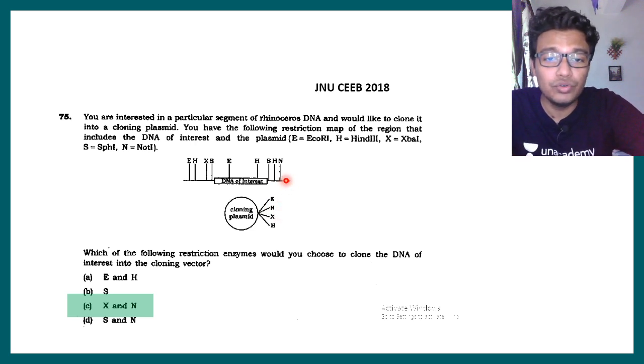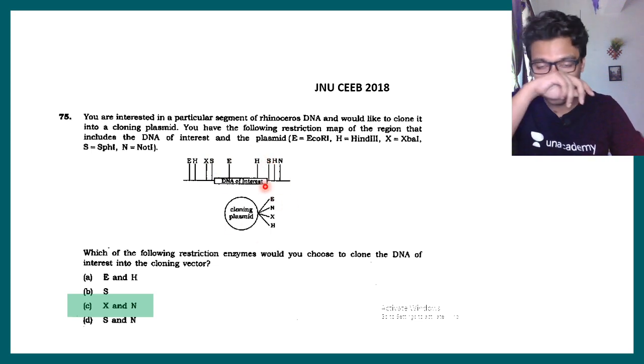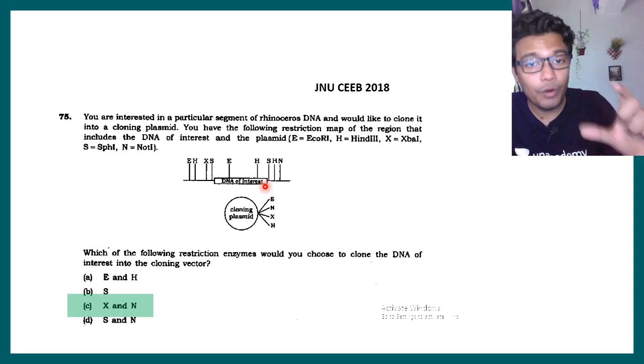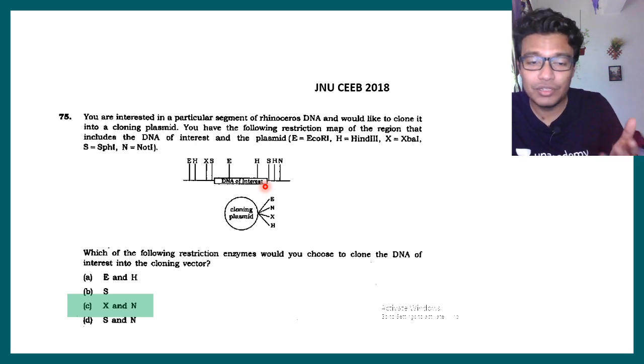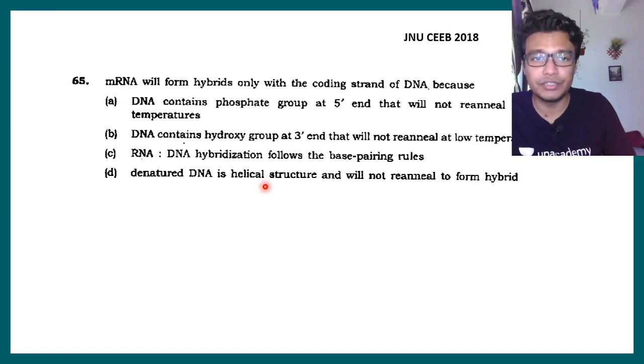So obviously you have to use the combination X and N, which is most feasible for you, right? Now you can also say that I would cut it with S. Now the S restriction site is present in the insert, but not present in the plasmid vector. So you cannot cut it with X. Okay, so this kind of question, this format of question is very important because they have asked a similar format in GATB 2020. I didn't put that question, my mistake. But anyway, this format is really important.